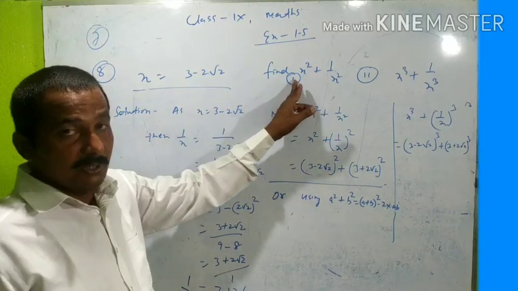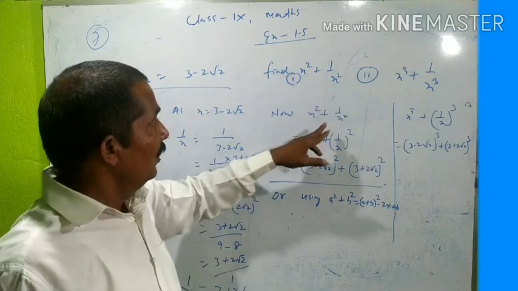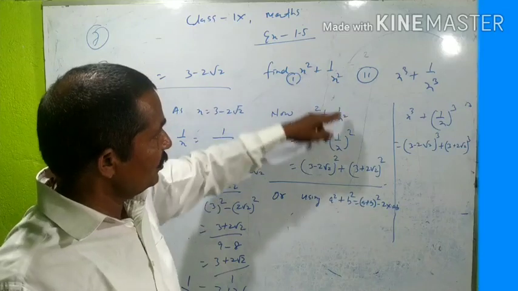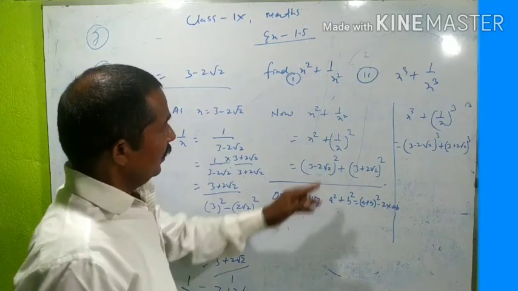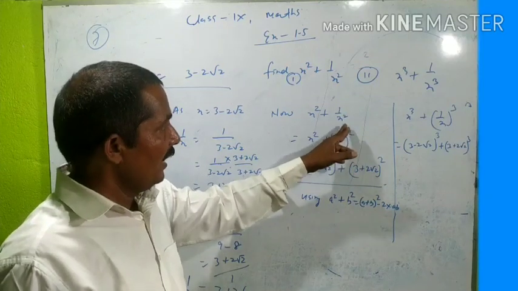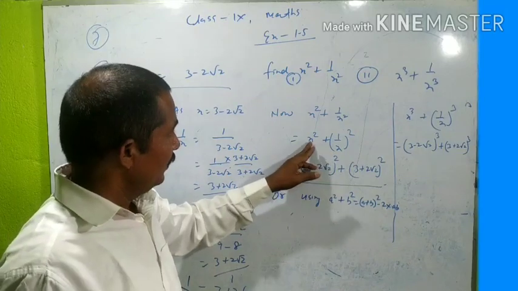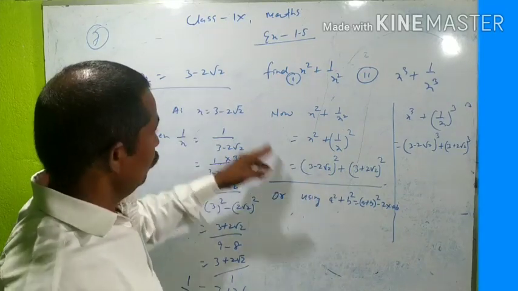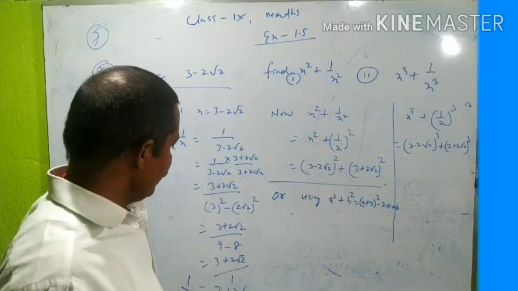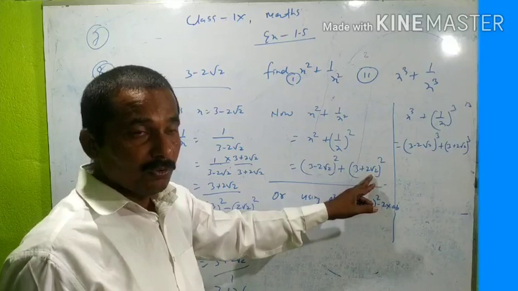Now sub-question 1. The question here is x square plus 1 by x square. X square plus 1 by x square can be written as x whole square plus 1 by x whole square. The value of x is what here? 3 minus 2 root 2. So 3 minus 2 root 2 whole square. The value of 1 by x is what here? 3 plus 2 root 2. I have written 3 plus 2 root 2.